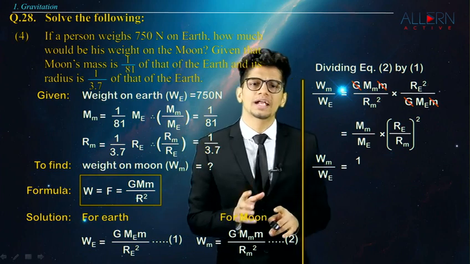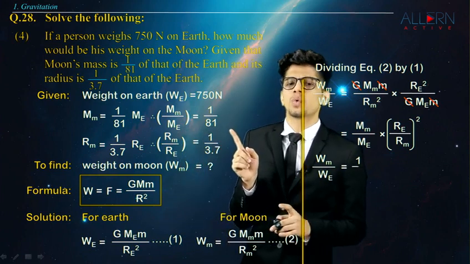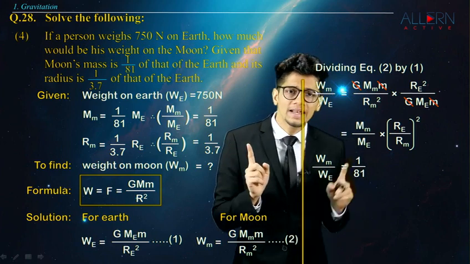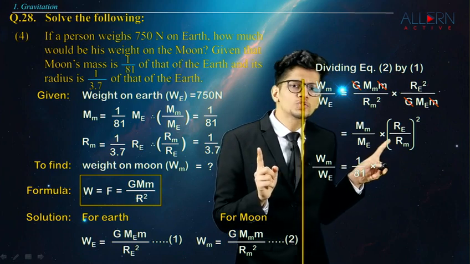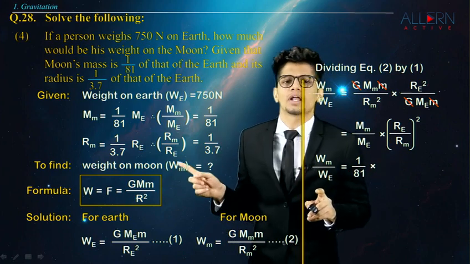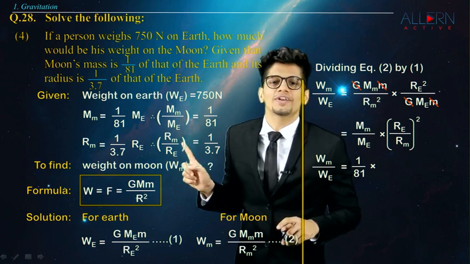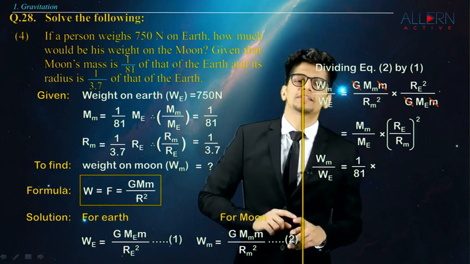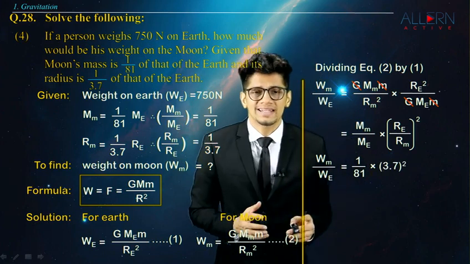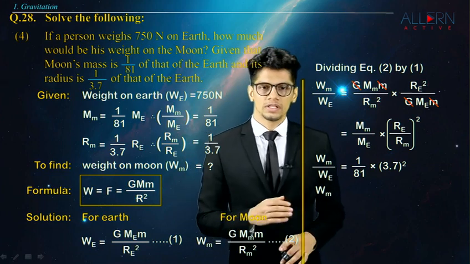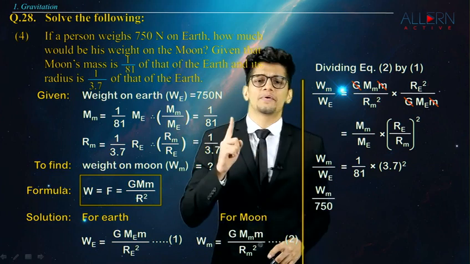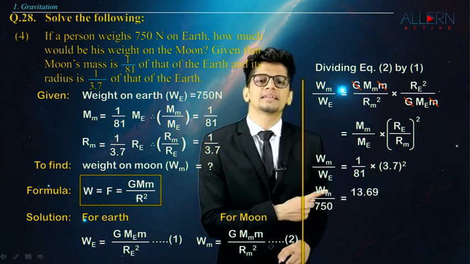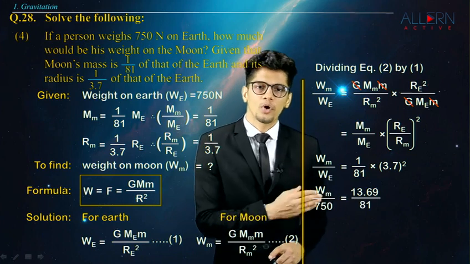What we should understand over here is that m_m upon m_e is 1 upon 81. Since r_e upon r_m needs to be found, but here we have r_m upon r_e, we have to take a reciprocal. That means 1 upon 3.7 becomes 3.7, the whole square. Just take the square of 3.7. So W_m upon W_E is 750 in the given data. 1 upon 81 remains as it is. 3.7 square is nothing but 13.69 upon 81.